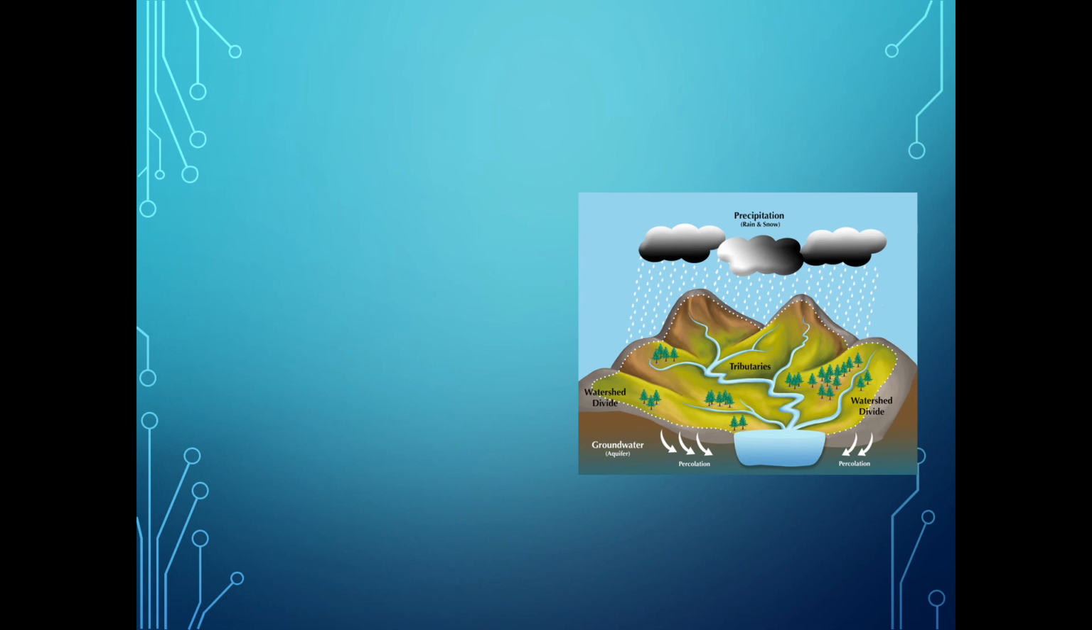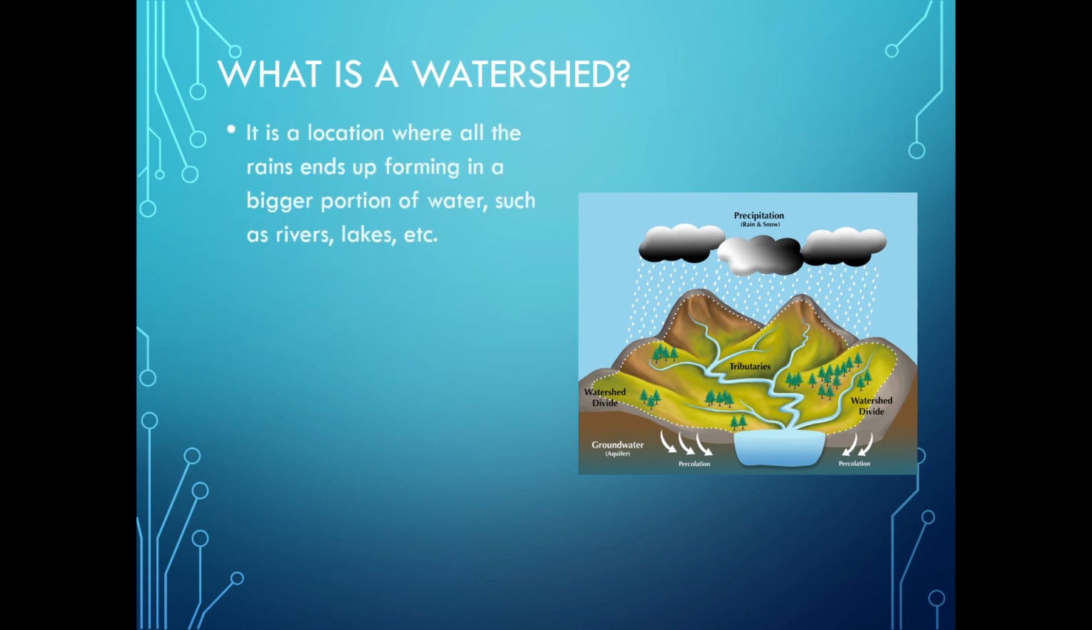Alright, now we have something else right here in this picture. And what is a watershed? So what you see in the picture is a watershed. You can notice that it's a piece of land that is somehow inclined in a certain direction, so the tributaries are going to redirect the water that they are getting from the rain to a river, and of course to a bigger water portion, just like a lake. So, in other words, it is a location where all the rain ends up forming a bigger portion of water, such as rivers, lakes, etc.